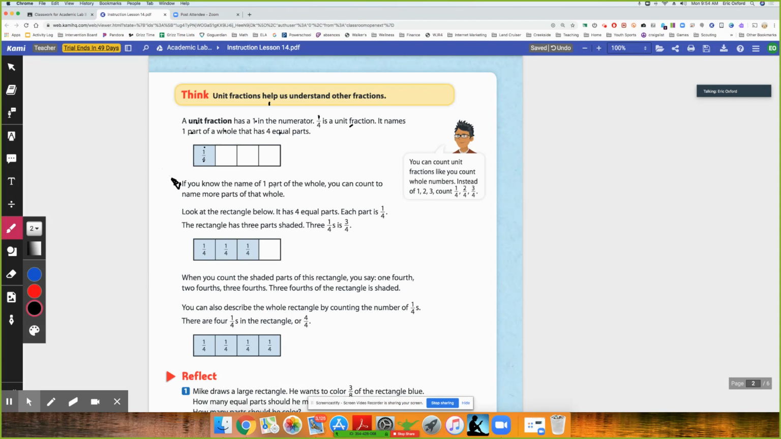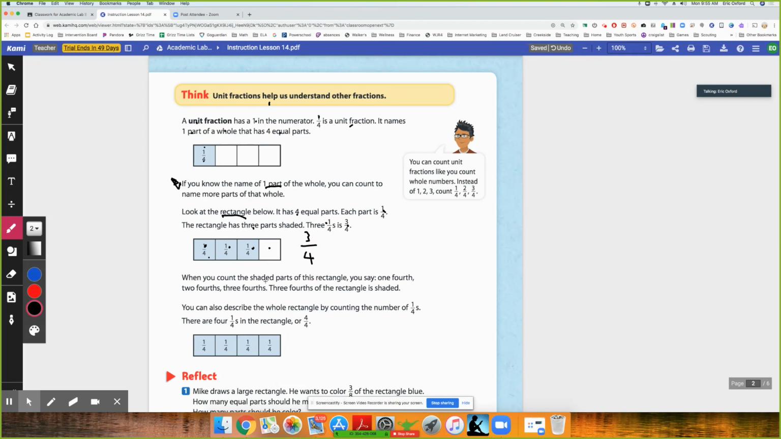Okay, if you know the name of one part of the whole, you can count to name more parts of that whole. Look at the rectangle below. It has 4 equal parts. Each part is 1/4. The rectangle has 3 parts shaded. 3 1/4 is 3/4. So we have 1, 2, 3, 4 boxes, so 4 is in the denominator. And we have 1, 2, 3 shaded. So we have 3 shaded out of 4, 3/4.